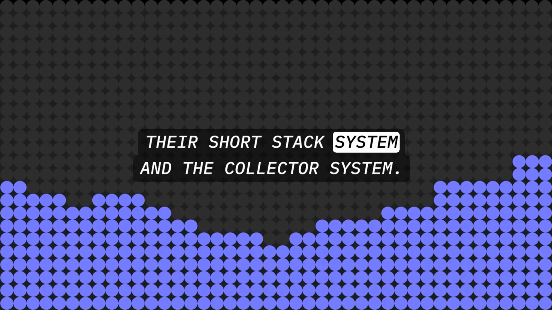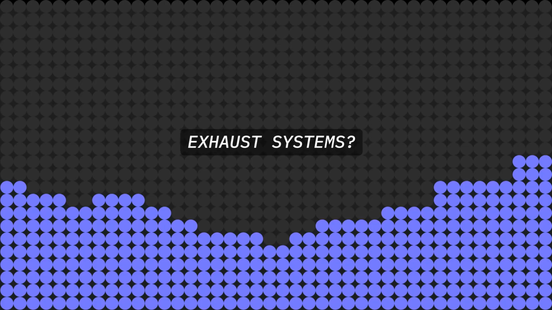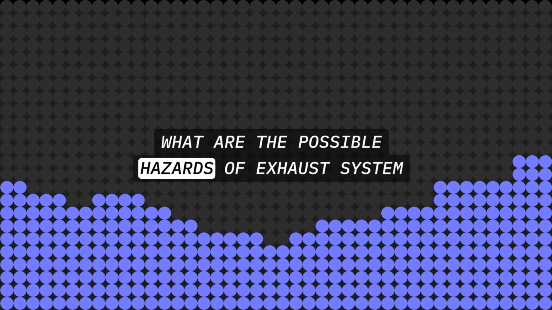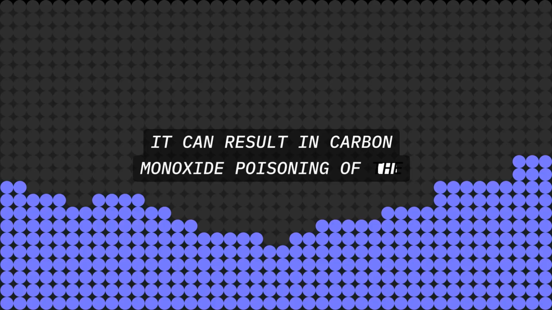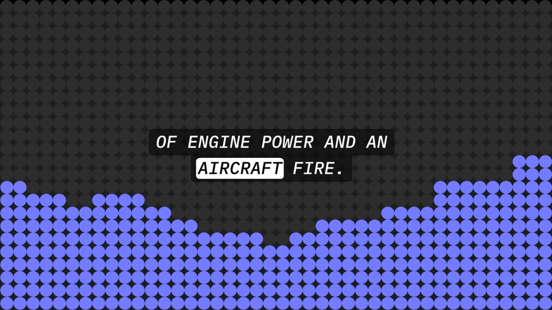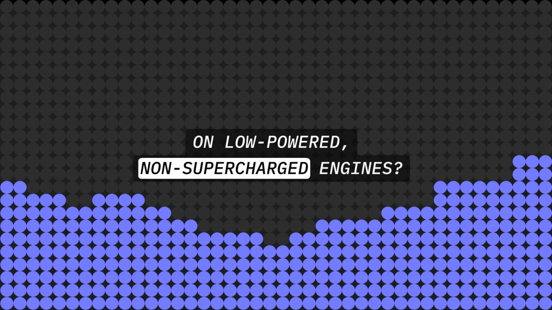What are two general types of exhaust systems in use on reciprocating aircraft engines? The short stack system and the collector system. What are two types of reciprocating engine exhaust systems? The short stack system and collector system. What are the possible hazards of exhaust system failure? It can result in carbon monoxide poisoning of the crew and passengers, or partial or complete loss of engine power and an aircraft fire.